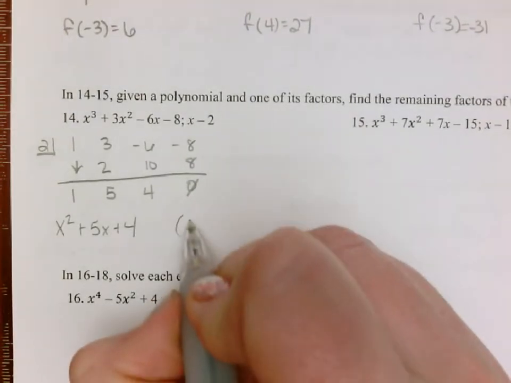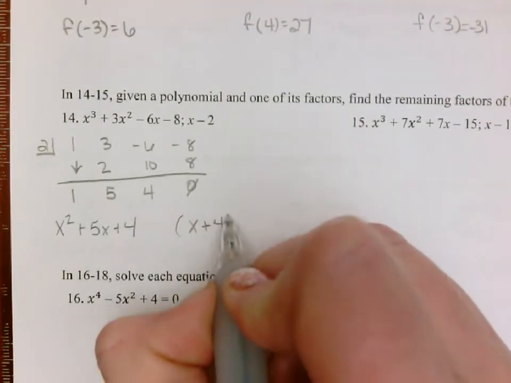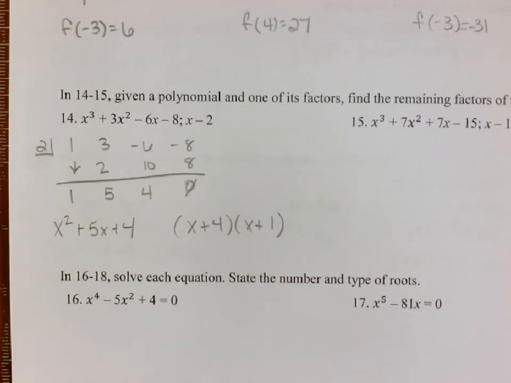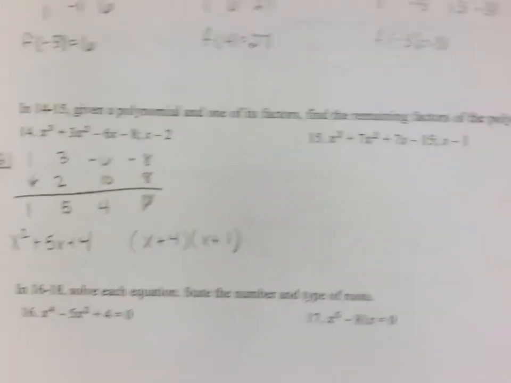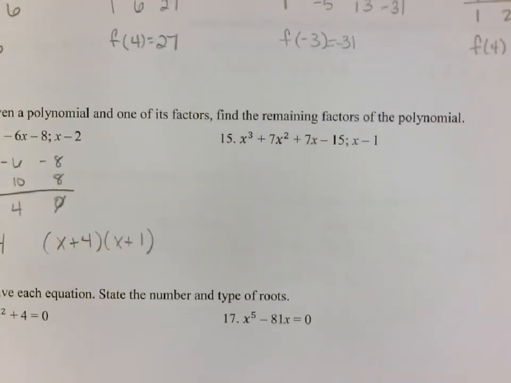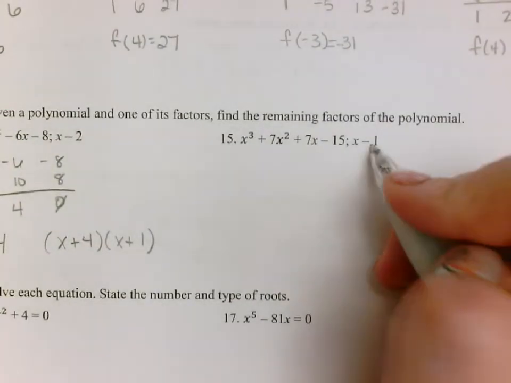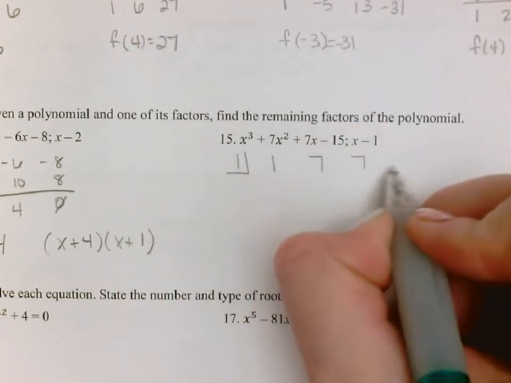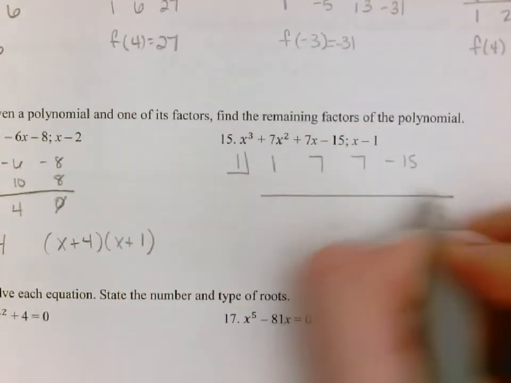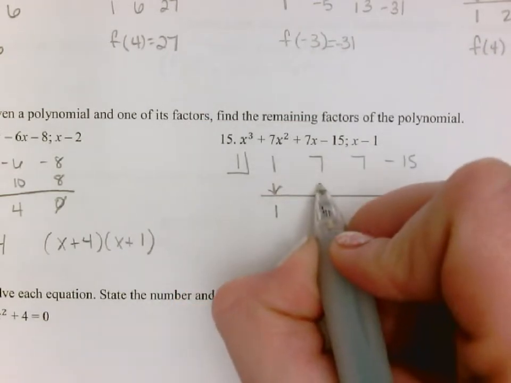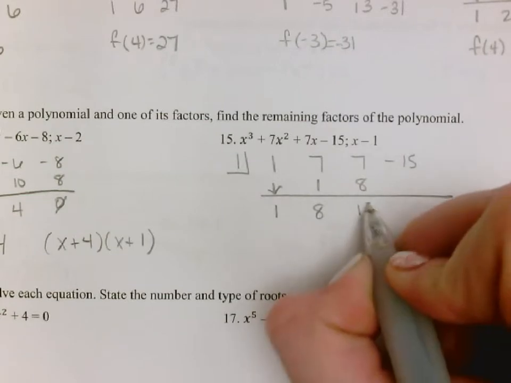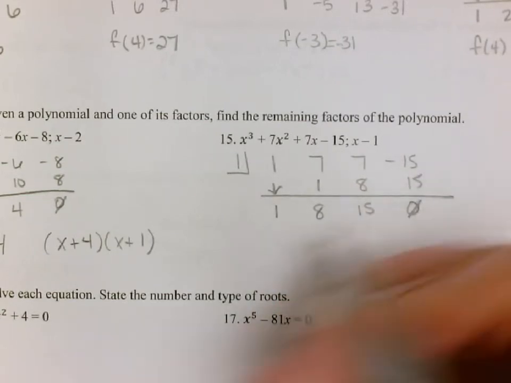So this factors to x plus 4, x plus 1. These are remaining factors. You're done with the problem. This one here, 3, 2, 1, 0, so synthetic. Do synthetic with 1, 1, 7, 7, negative 15. Bring this down, 1, 1, 8, 8, 15, 15, 0.